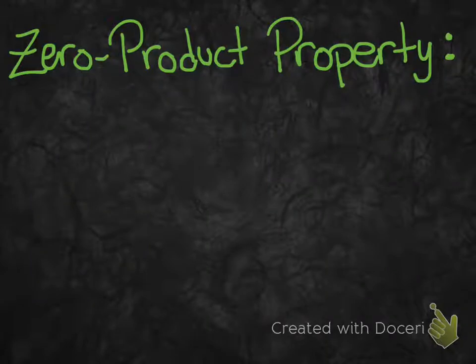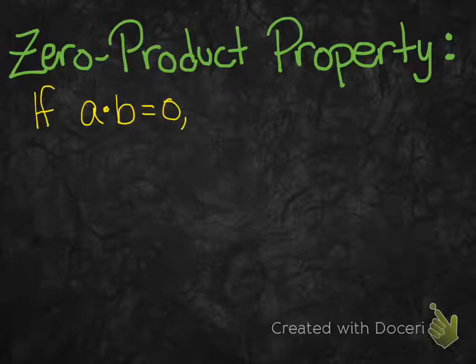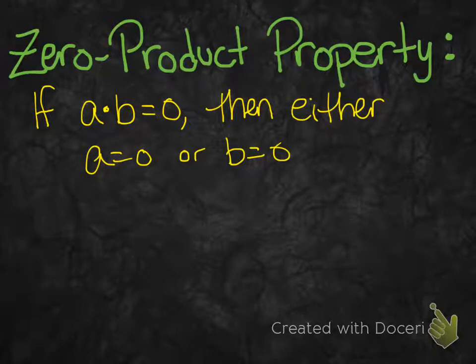So the important thing to remember is that we're going to be using the zero product property. And what the zero product property states is that if a times b equals 0, so let's think about this for a minute. What's the only way that you can multiply two things together to equal 0? Well, then one of them has to equal 0, either a equals 0 or b equals 0.